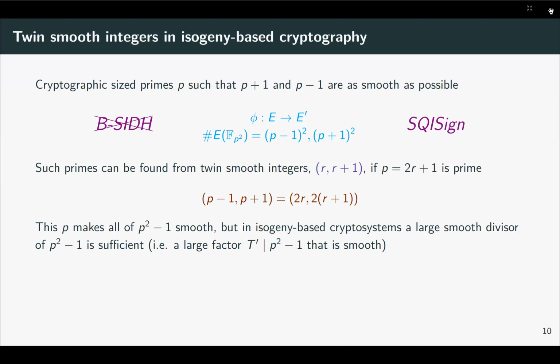Now, this makes all of P squared minus 1 smooth, which is kind of the optimal of what we would like. But in isogeny-based cryptosystems, we don't really need all of this to be smooth. In fact, we only really need some large factor of P squared minus 1. And if I translate this to SIDH, pre all the SIDH attacks, what they required was a prime P whereby the factorizations of P minus 1 and P plus 1 have a large smooth factor that are roughly the same size. And the other factors, they don't need to be smooth because we're not needing them.